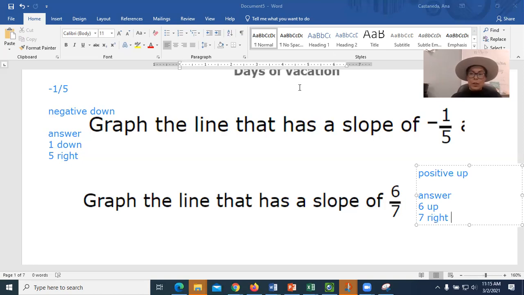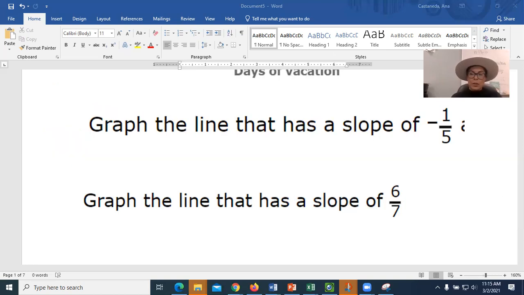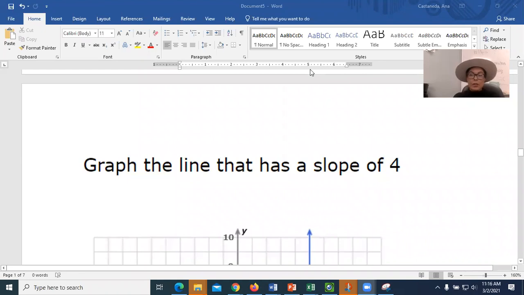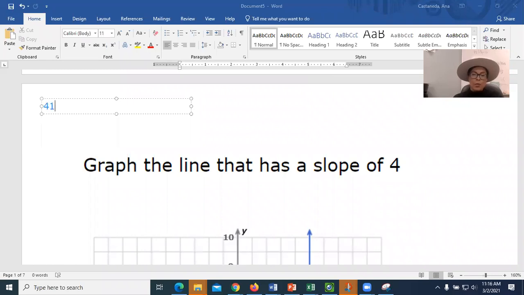All right, let me do the next one. Now, what if it says 4, just a 4? How do we write a 4 as a fraction? It needs to be 4/1. So it's positive, so how many would you be going up? It'd be 4 up, 1 to the right. So if you have a whole number, it's always over 1, always.